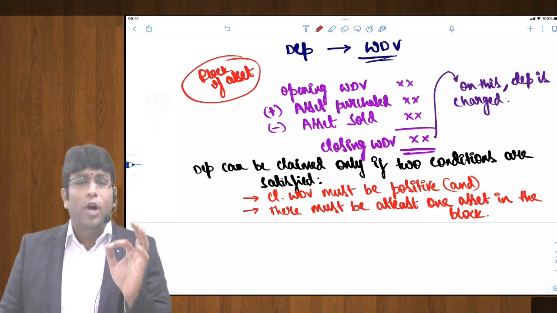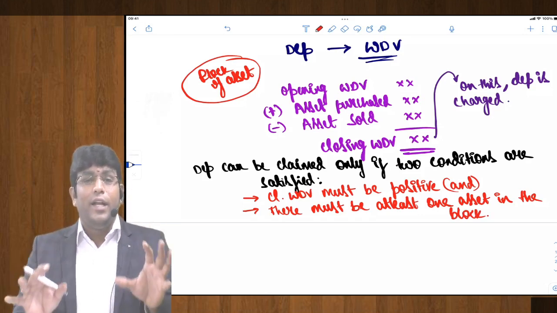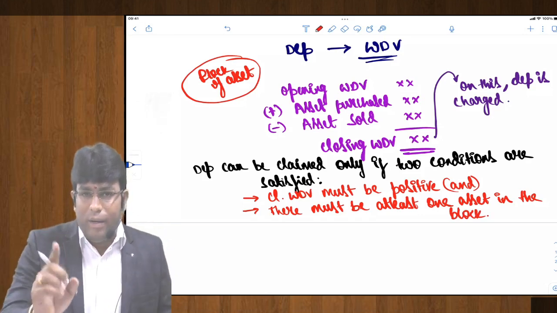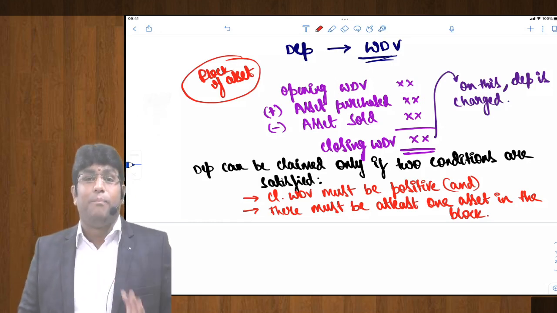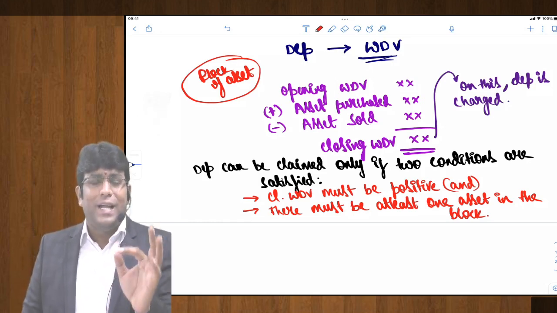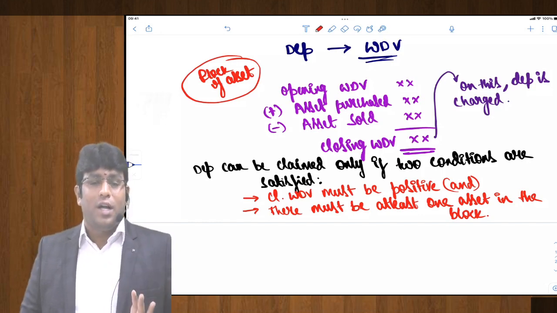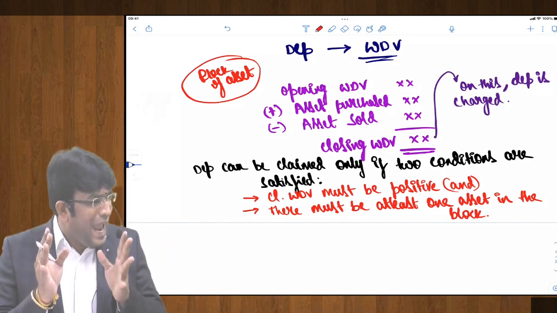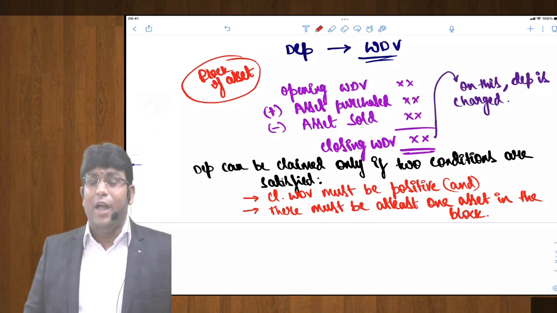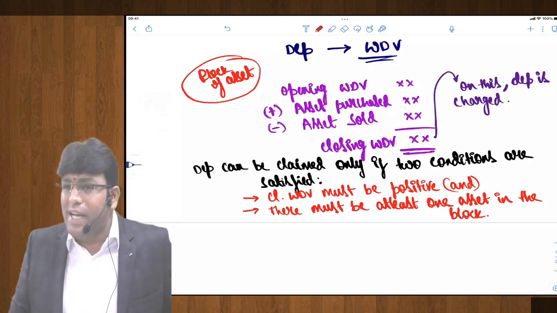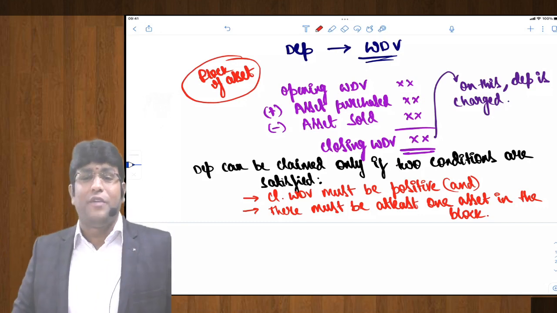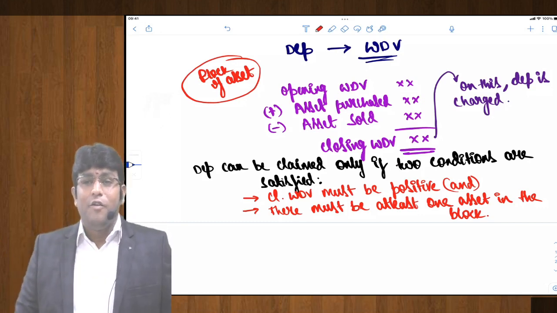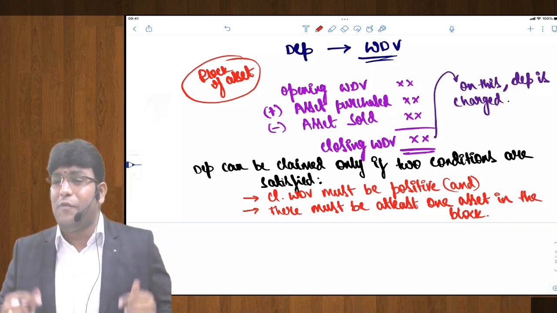So there are two important conditions to be satisfied in order to claim depreciation. Number one, closing WDV must be positive. Number two, there must be at least one asset in the block. If any condition is not satisfied, or both the conditions are not satisfied, then there is no question of claiming depreciation.